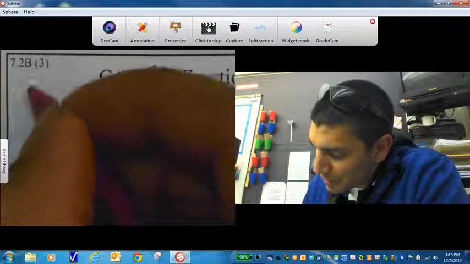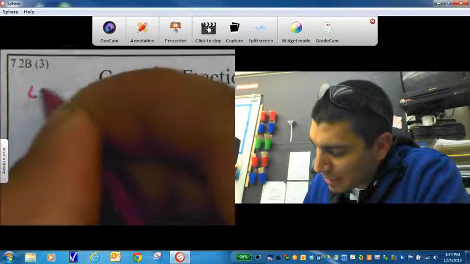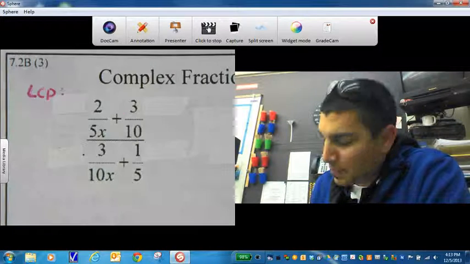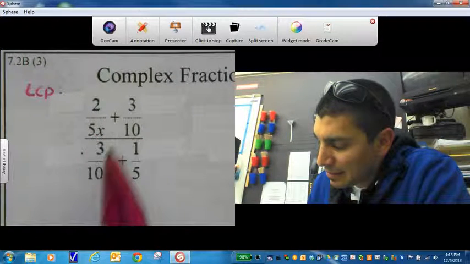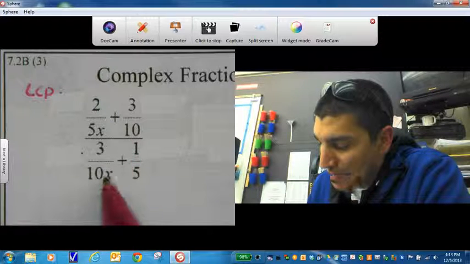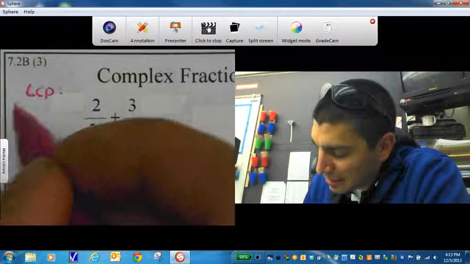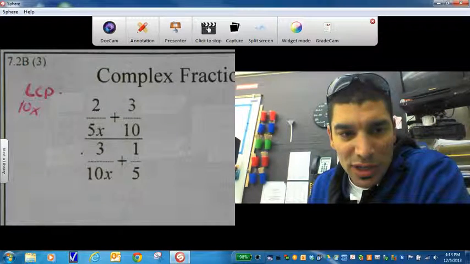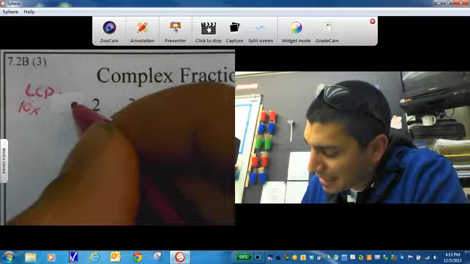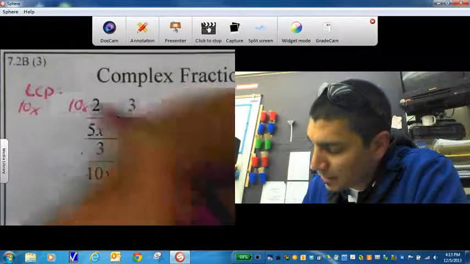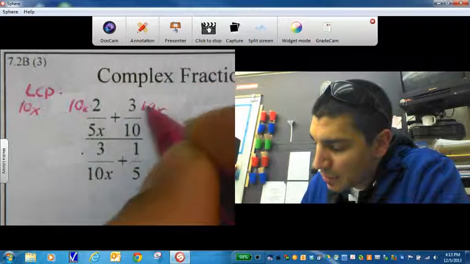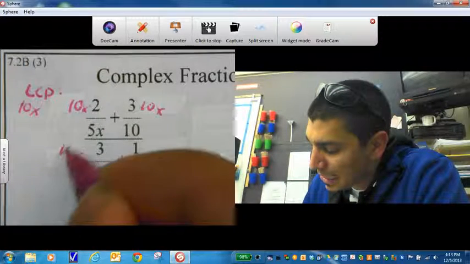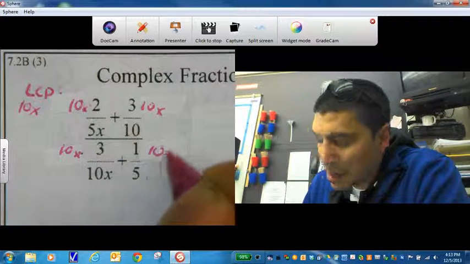So the first thing I need to figure out is my LCD, which stands for lowest common denominator. 5 can go into 10, 10 can go into 10, but I have an x, so I'm going to need, hopefully you see, a 10x. What do we do with this LCD? We're going to put it next to each of these little fractions. I'm going to multiply the entire top thing by 10x, and I'm going to multiply the entire bottom thing by 10x.